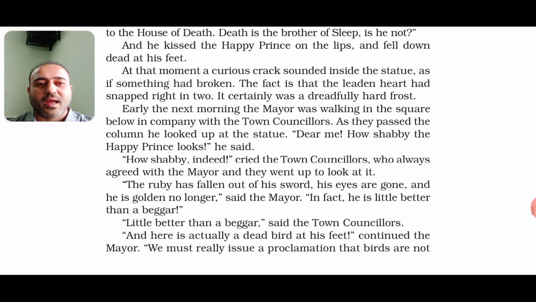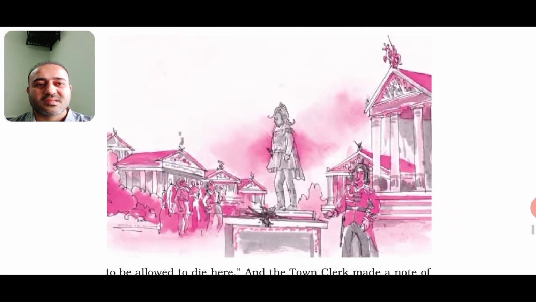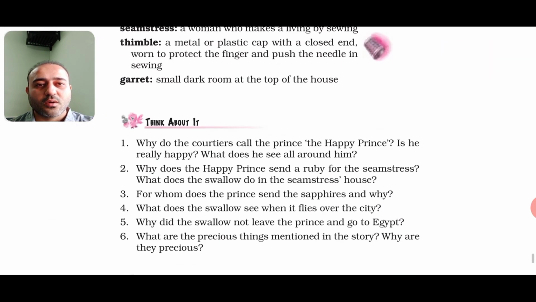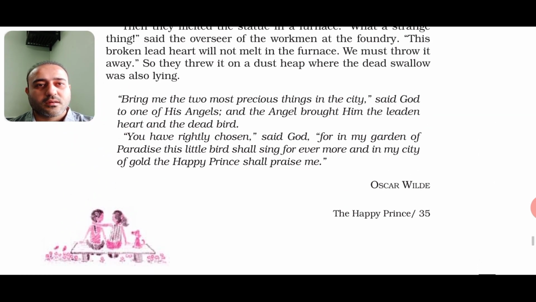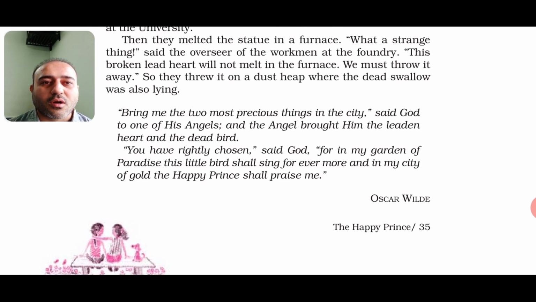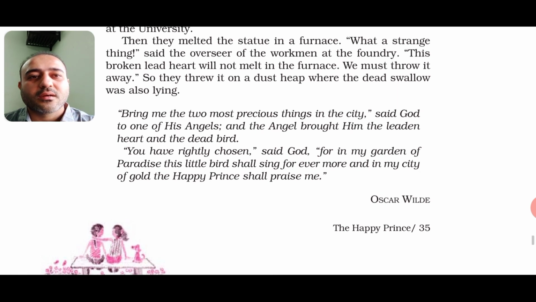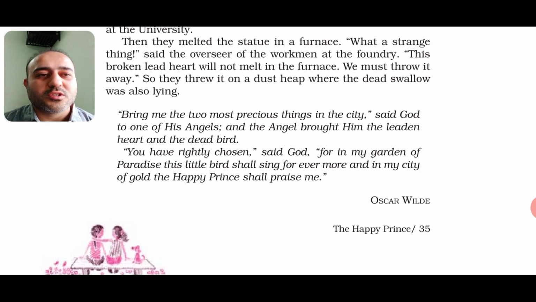So I'll show you the paragraph which states that, okay, yeah, here. So what is God saying over here? You can see, right? Bring me the two most precious things in the city, said God to one of his angels, and the angel brought him the leaden heart and the dead bird, right? Because those two were the most precious things, right?